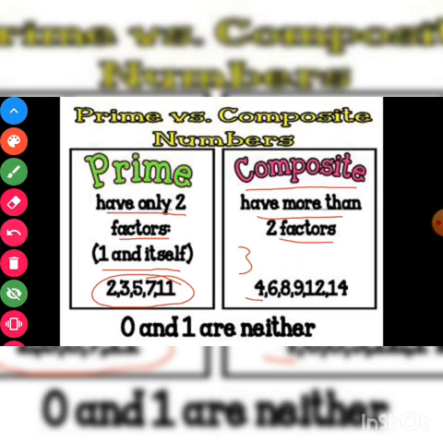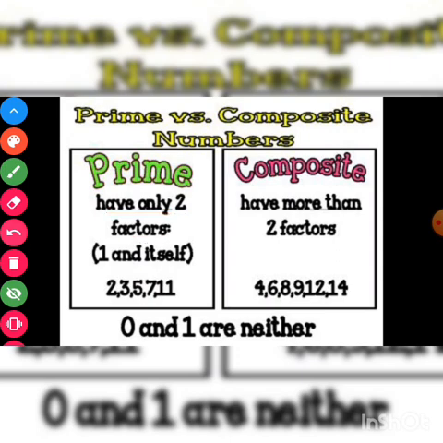Now one important point about prime numbers is that 2 is the smallest prime number and it is the only even prime number. Rest all the prime numbers are odd. Similarly, when we talk about composite numbers, 4 is the smallest composite number. Rest all other composite numbers are bigger than that.